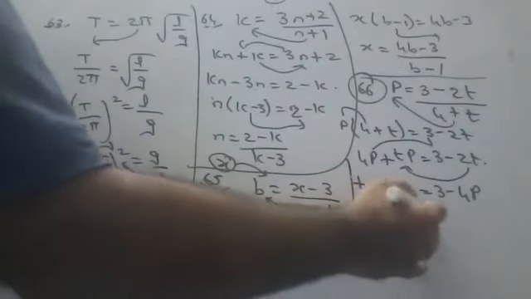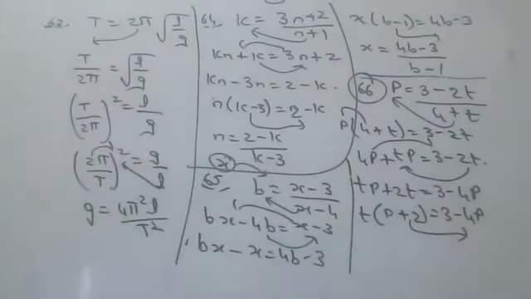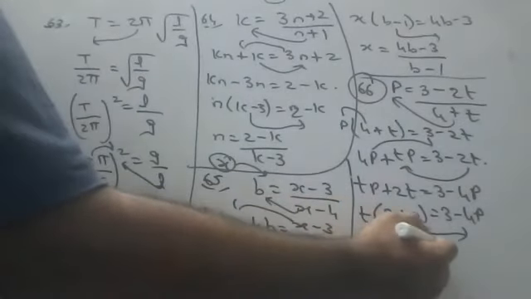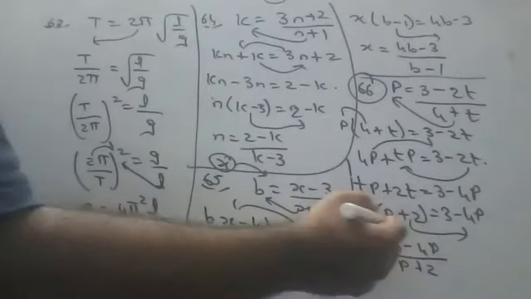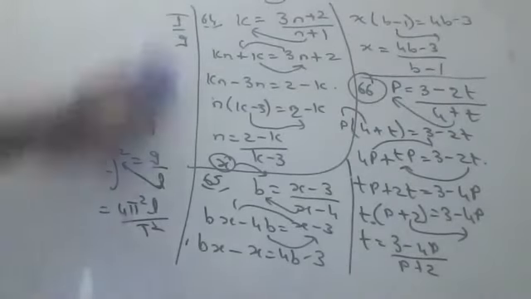p plus 2 into t is equal to 3 minus 4p. So t is equal to 3 minus 4p by p plus 2. Very good. Because p plus 2 is multiplied here, there it becomes division. That's all. If you try, you will get. If you don't get also, I will help you. But if you sit quietly, you will never get it.